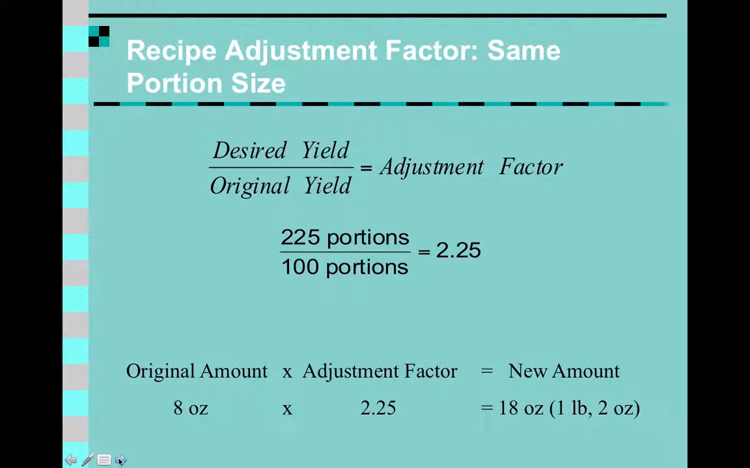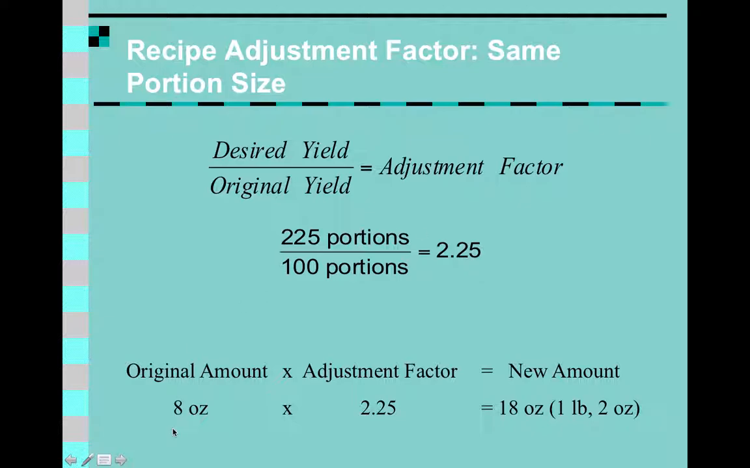Another thing we need to know is how to adjust a recipe. Say you had a recipe that made 100 portions, but you are serving a party that needs 225 portions. Our standard recipe made 100, but this is a wedding and we need to make 225 portions for our guests. We need to figure out what to adjust each ingredient by. That's the adjustment factor. We take our desired yield, 225 portions, and divide by the original yield our recipe gives us, 100, and we know we need to multiply every ingredient by this adjustment factor of 2.25.